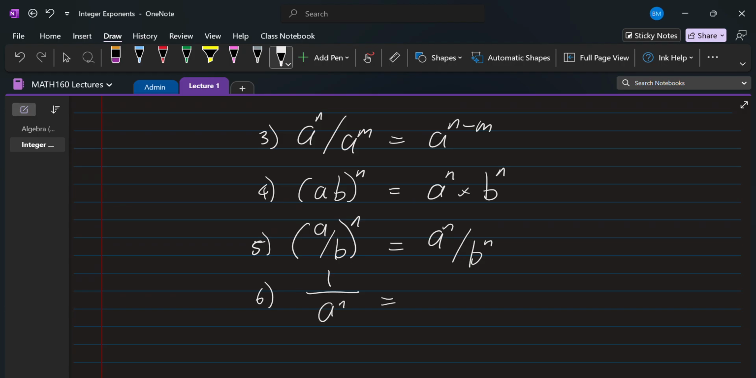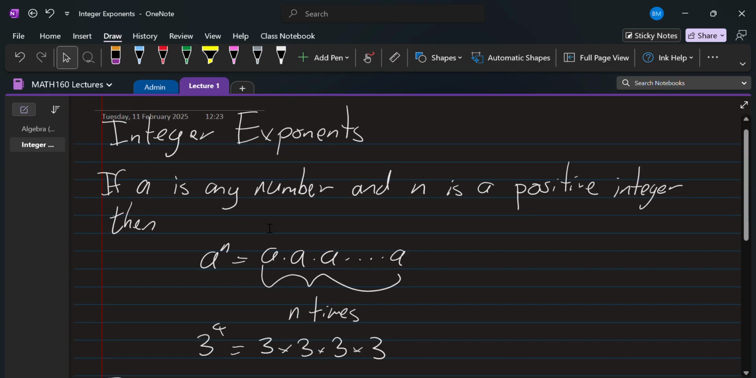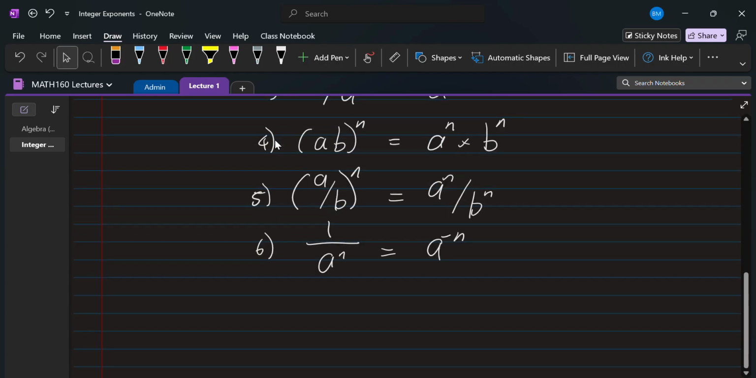Okay, number 6. So if we have 1 over a to the n, so we're taking the reciprocal of an exponential term. The n in the bottom there becomes minus n. So this will be a to the minus n. So remember back here with the definition, this a to the n works for positive integers. This allows us to write it with negative integers. So if you have 3 to the minus 2, that's just 1 over 3 squared. That's how you can work it out.